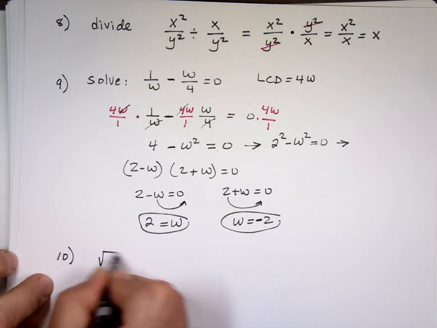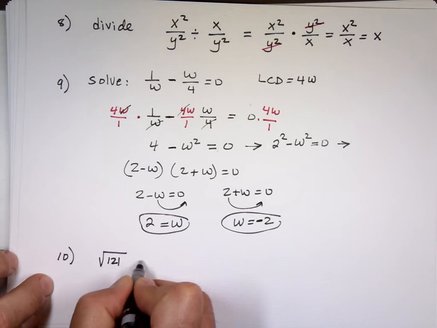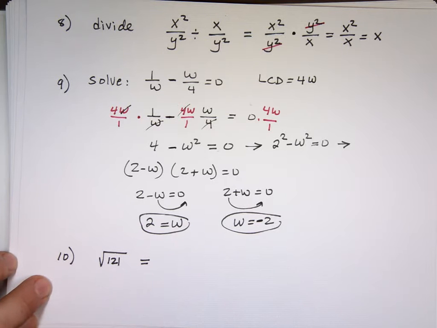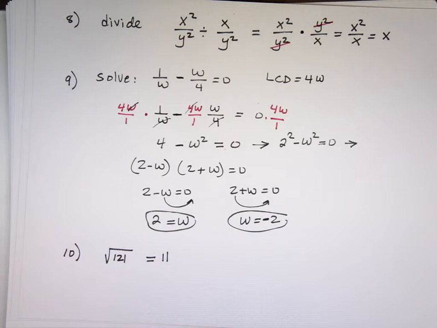What is the square root of 121? What positive number, if you multiply it by itself 2 times, the answer is 121. That's 11. 11 times 11 is 121.